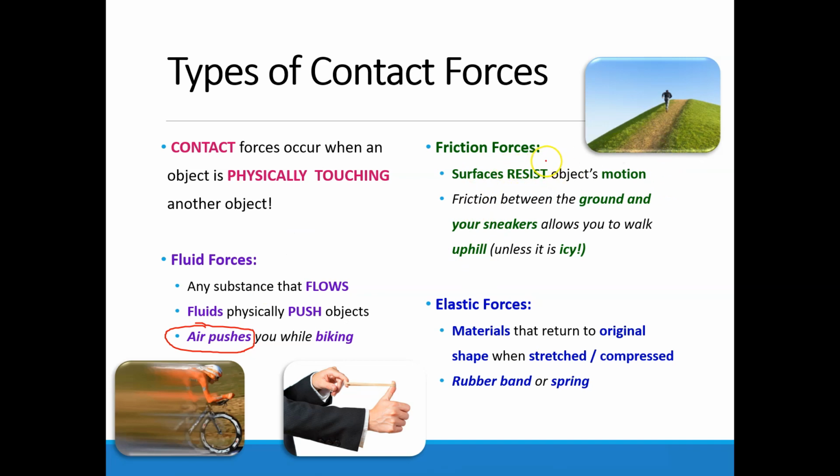Friction forces are the forces that resist an object's motion when it's on a surface. For example, as you go up a hill, friction is what allows you to move up the hill because it is resisting the motion of your feet so that you don't just slip down the hill. Again, this happens between surfaces. And then elastic forces are when materials return to their original shape when they get stretched or compressed. This is something like a rubber band or a spring.